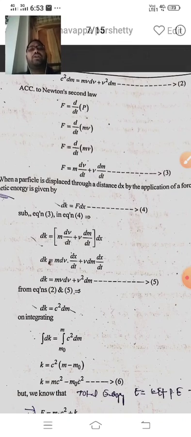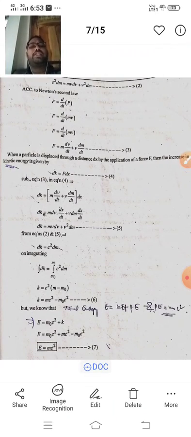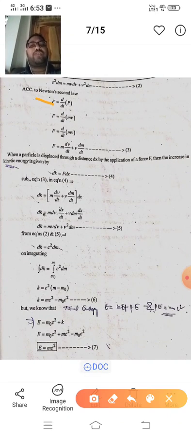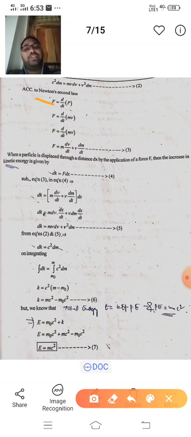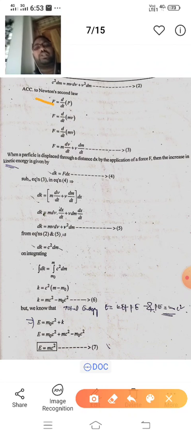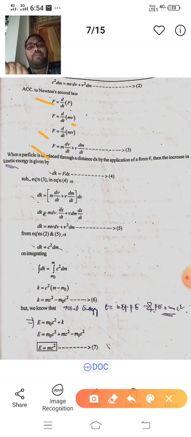Already we know that according to Newton's second law, F equals change in momentum, that is d by dt of p, and also we know that p equals mv. So substituting p equals mv in F, we can get F equals m into dv by dt plus v into dm by dt. This one is the third equation.